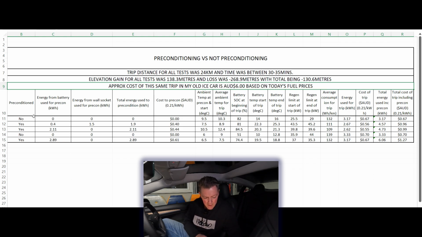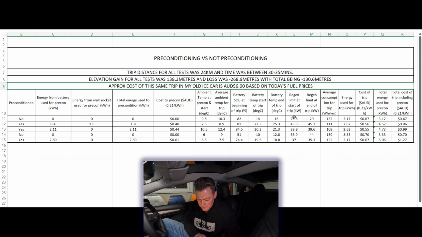So the first trip, I hadn't preconditioned and was just sitting out in 9.5 degrees, and the battery temp at the start of the trip was 14. It didn't get as cold as I wanted, so that's why I ended up doing another one where the battery was down at 10 degrees at the start of the trip. To be fair, I wanted to get the battery a little bit colder, and that's about as cold as it gets here in Sydney, so this is the coldest I can do. The battery temp at the end of the trip, you'll see it didn't heat up that much at all.